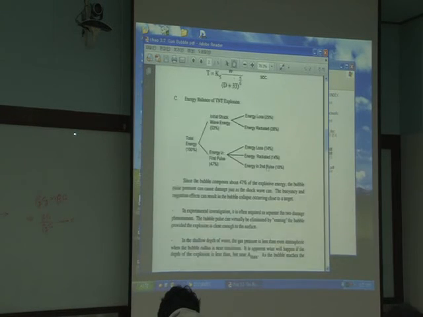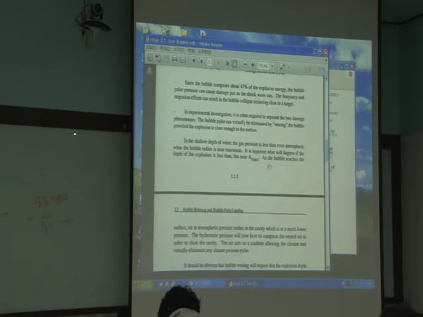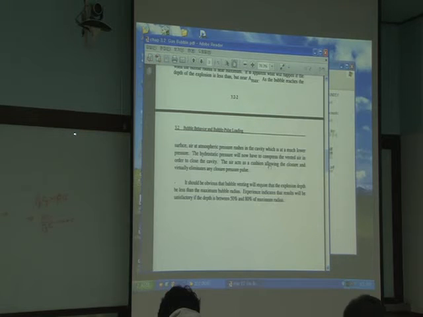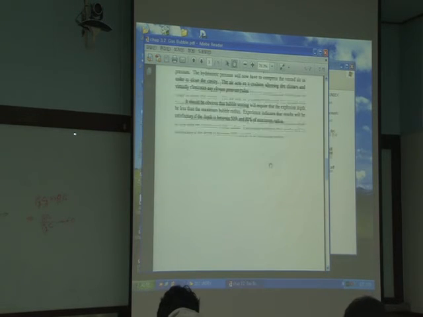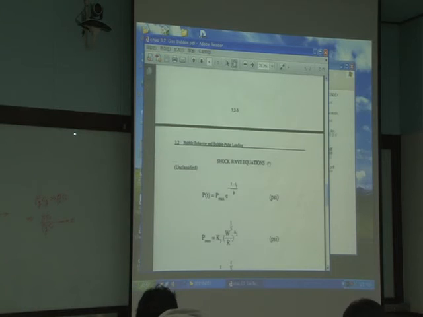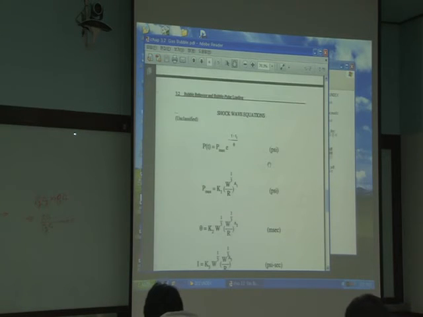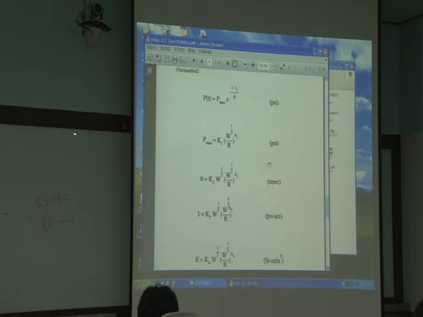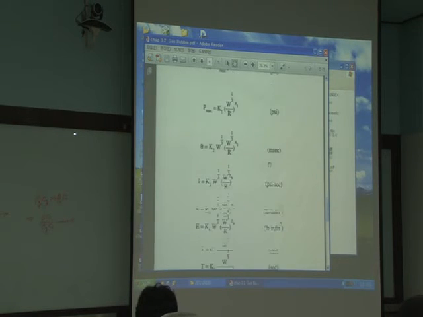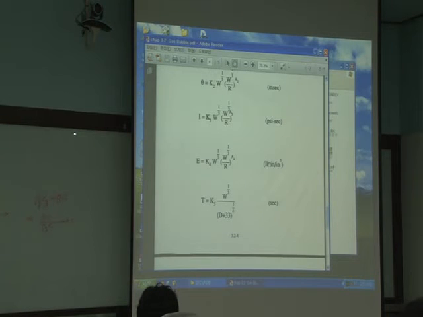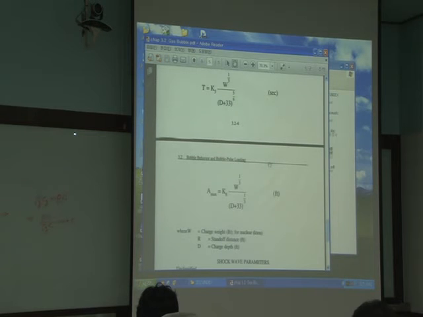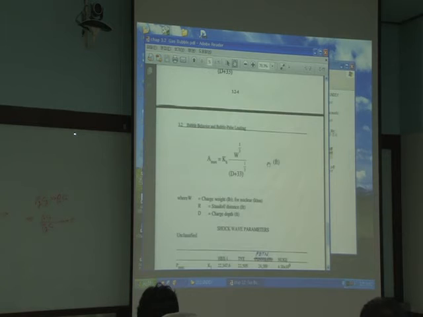Please read this small paragraph. Small paragraph, like the last paragraph, has a meaning in there, okay? Summarizing shock wave equations: P max, theta, decay constant, I is impulse, E is energy, and the gas bubble period, first period, and A max is the maximum bubble radius, which is the first bubble.